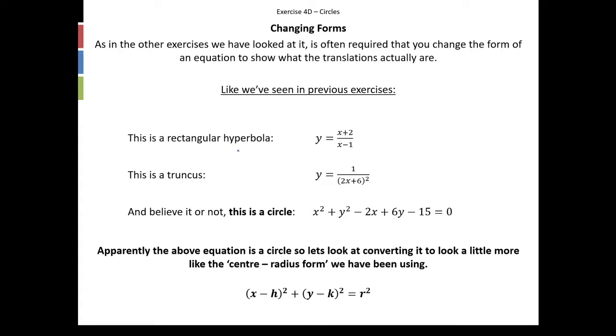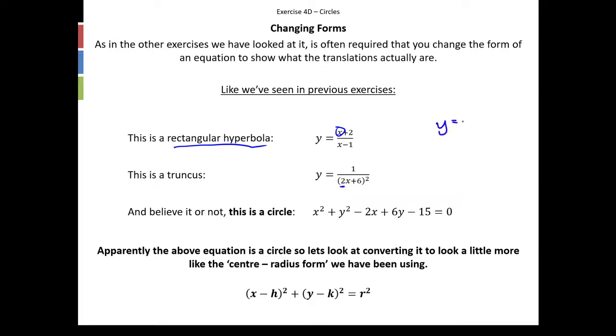So just like we've seen in other graphs, we can write these graphs in non-standard form. So we've seen this before with the rectangular hyperbola. We have this x on top. We need only to have the x in the denominator, so you need to rearrange that. We've been through that. This truncus looks very close to a perfect truncus. Problem is it has this 2 inside the bracket.